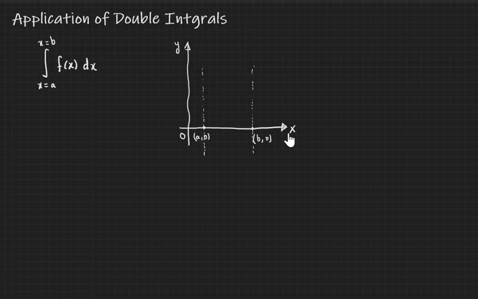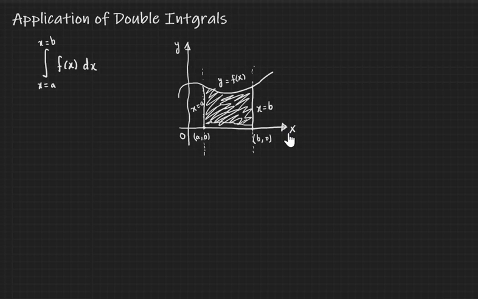Now suppose that y equals f of x is this curve. This is y equals f of x, then this line would be x equals b, and this line is x equals a. Then this shaded region is basically the area which this integral is evaluating using this single integral.